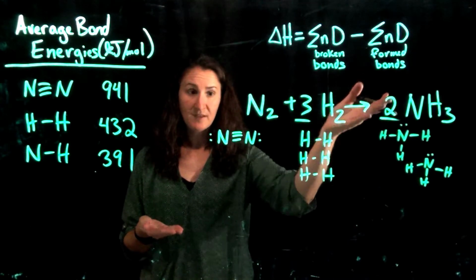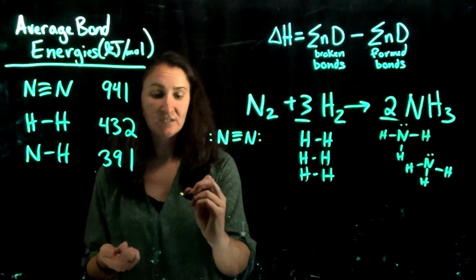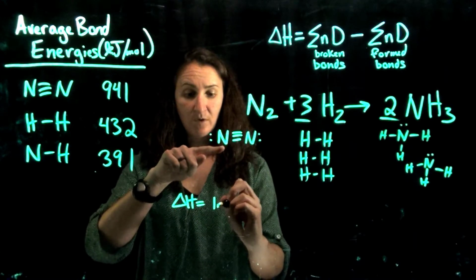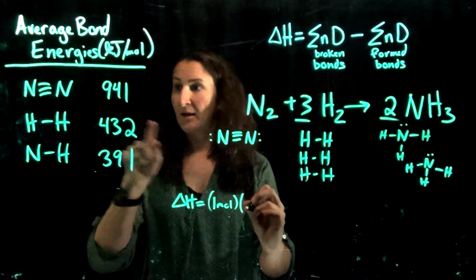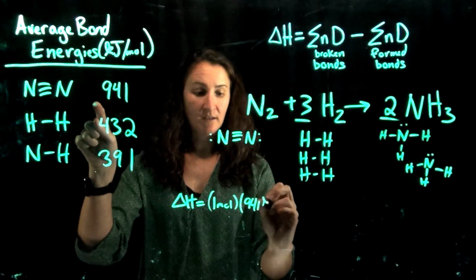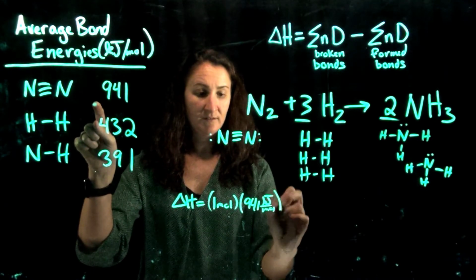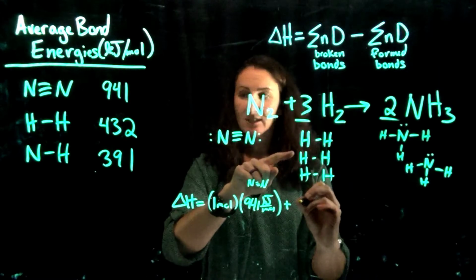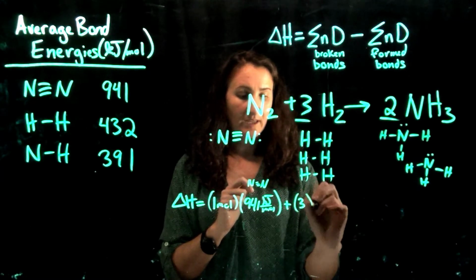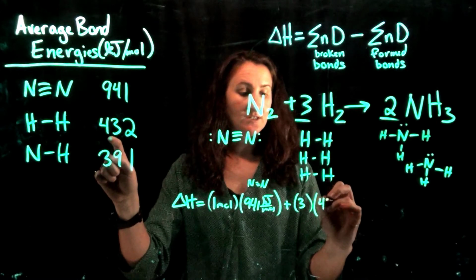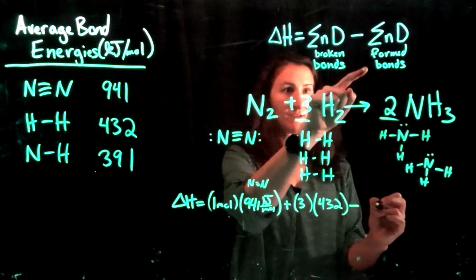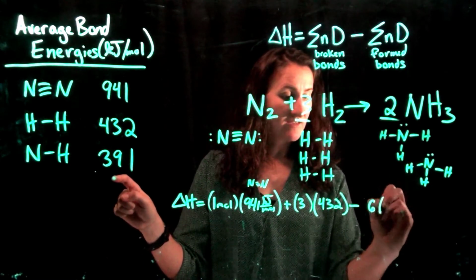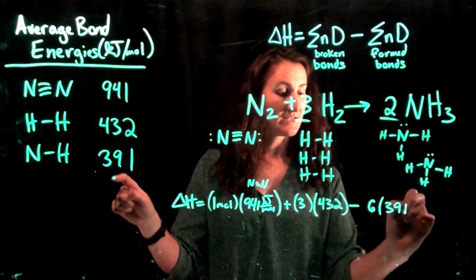Enthalpy is bonds broken minus bonds formed. Broken, formed. So delta H equals, how many moles of broken bonds do we have? We have 1 mole of these N triple bonds. N triple bond is 941 kilojoules per mole, and I'll put a little N to N triple bond up here, plus H to H, 3 of them. So 3 times 432 minus my formed bonds, which is here, 1, 2, 3, 4, 5, 6. 6 of them times my energy, which is 391.